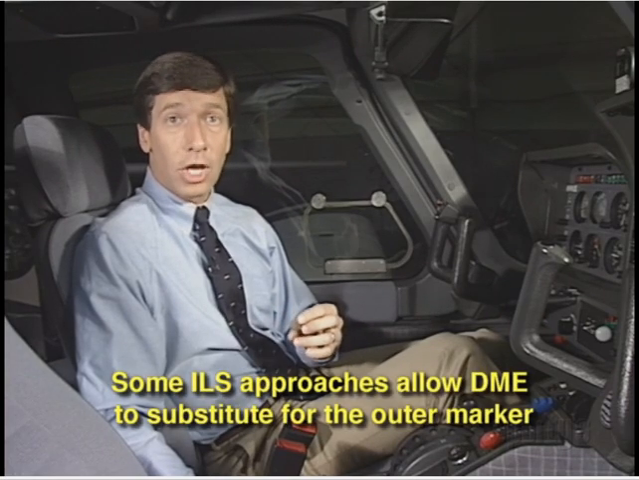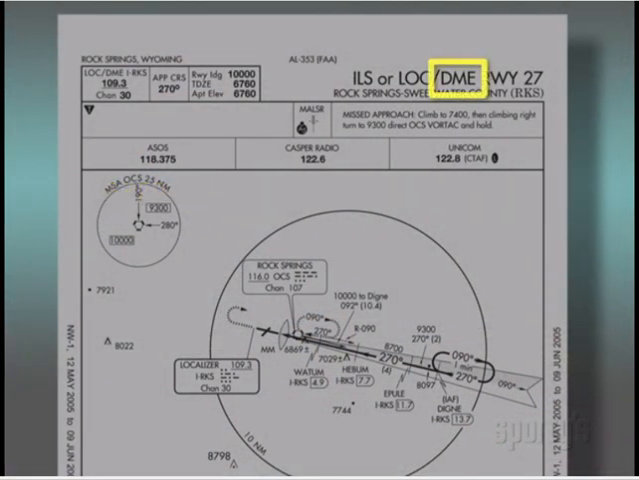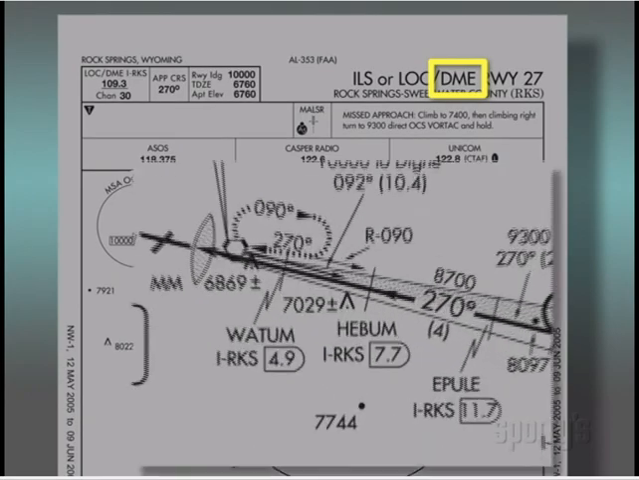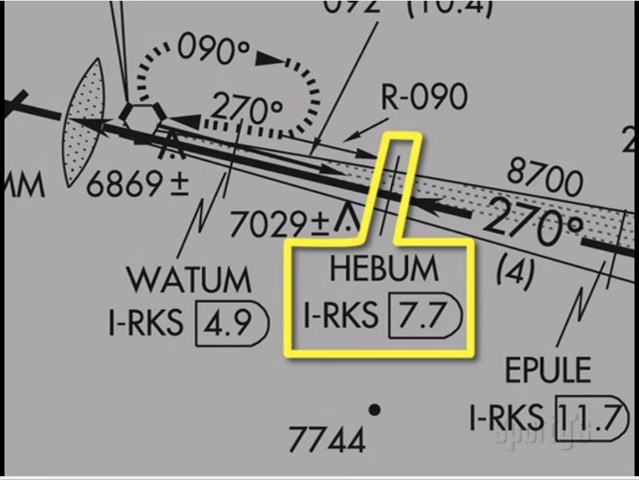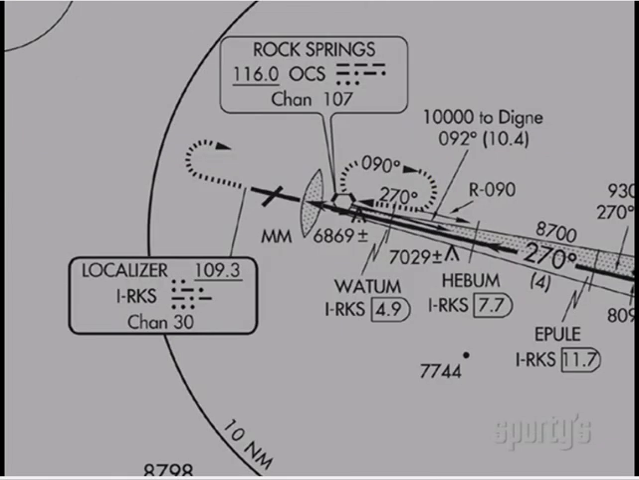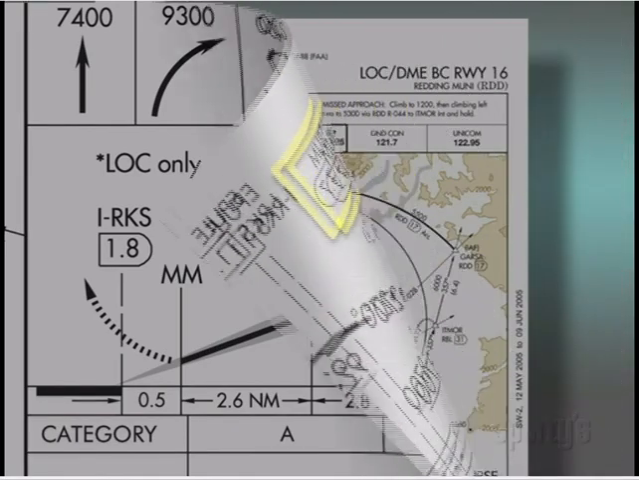localizer, and VOR approaches to define required fixes. This ILS or localizer DME approach at Rock Springs, Wyoming, which doesn't have an outer marker, requires DME to identify HEBM, the 7.7 DME fix. The DME frequency is the UHF frequency paired with a localizer frequency, 109.3 MHz. Note the DME fix symbols indicate the IRKS DME fix.